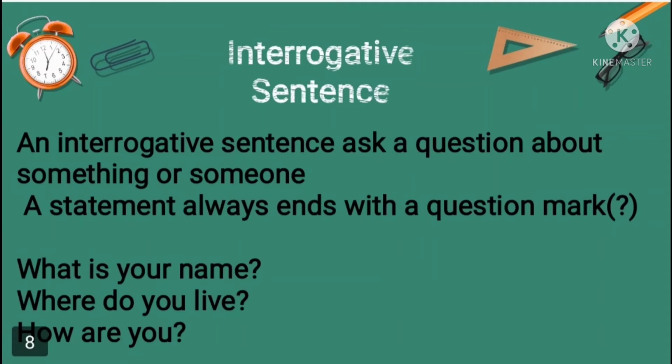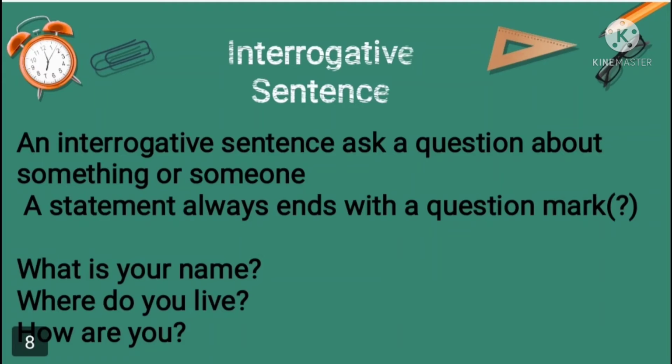Next type of sentence is interrogative sentence. An interrogative sentence asks a question about something or someone. This is very easy, children. When any question is asked, that sentence is an interrogative sentence. It can be about something or someone. An interrogative sentence always ends with a question mark. At the end of an interrogative sentence, we have to use the question mark.